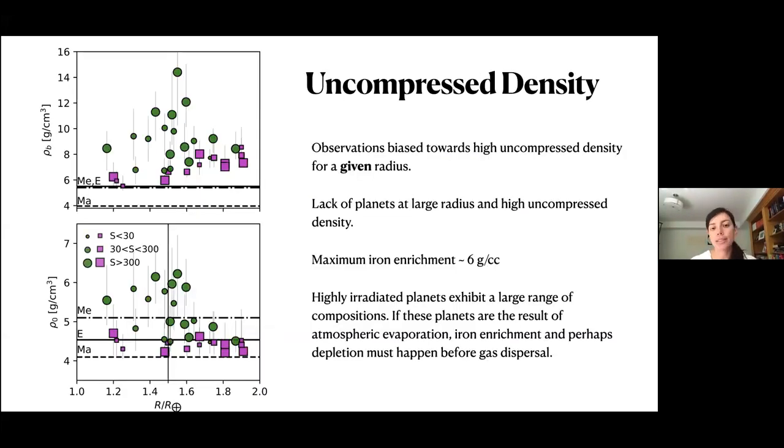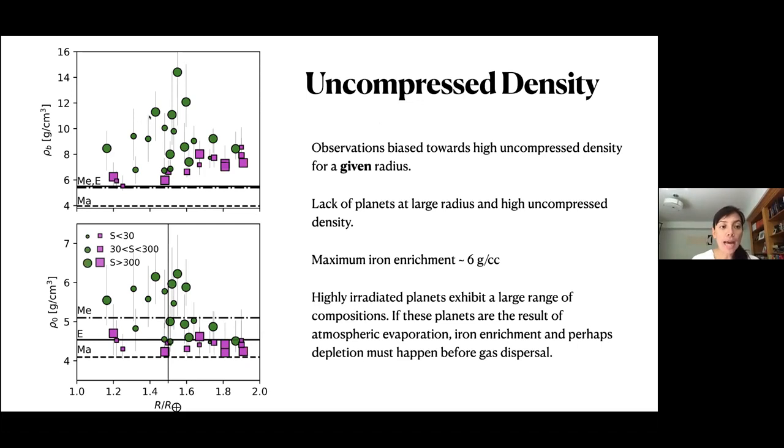I want to move on to this figure, because this figure has a lot of information. So we wanted to introduce the uncompressed density to the exoplanet community. It's been used widely in the planetary sciences because it is a great way to just compare composition. So this is a figure where you compare bulk density or mean density that you've seen in other papers.